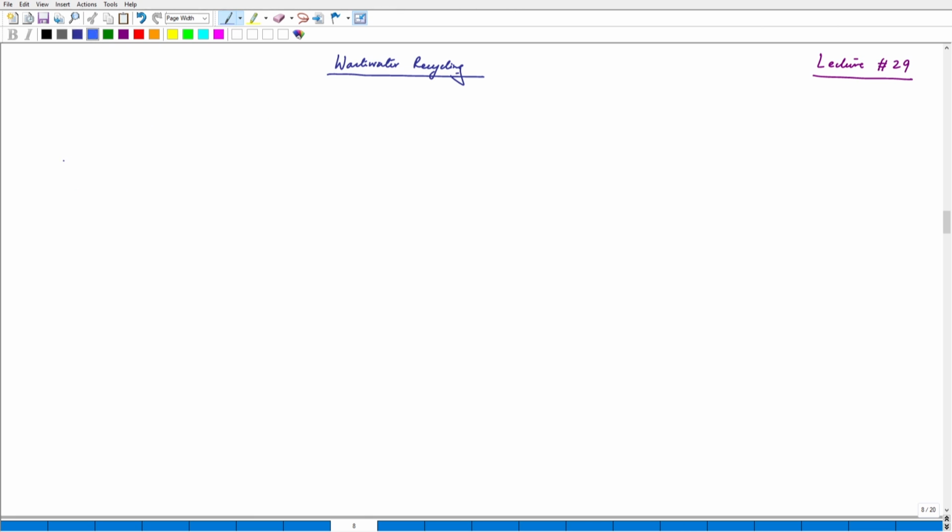A wide range of processes generate wastewater streams. This is not just one single stream, these are wastewater streams. Now let us just broadly see.